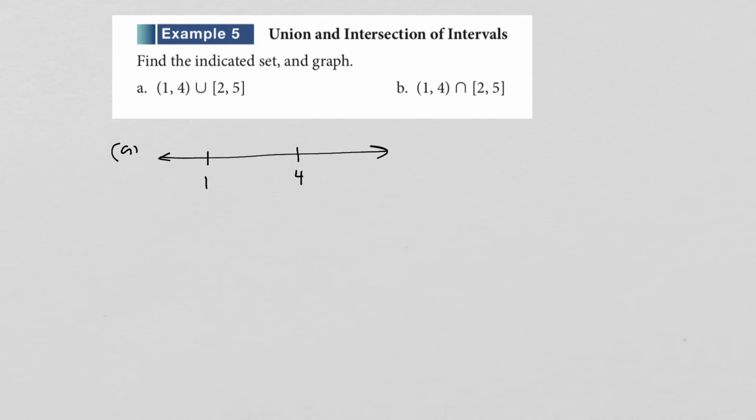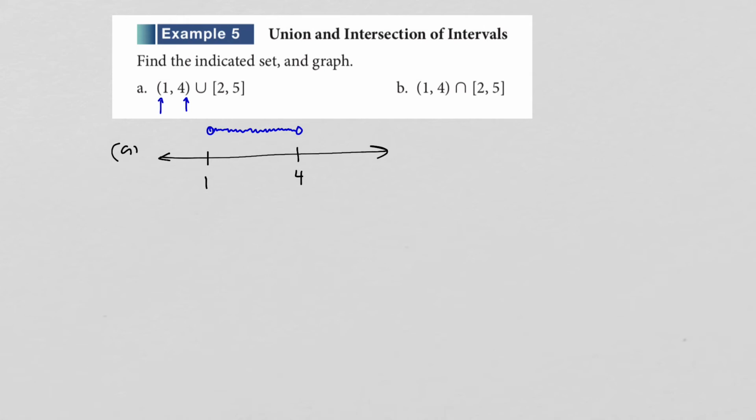But when I graph it, I'm not going to put it on the number line. I'm going to graph it above the number line. So all the numbers in between 1 and 4 are all these numbers up here, and we are not including 1, and we are not including 4. Again, that's because we have the parentheses there.